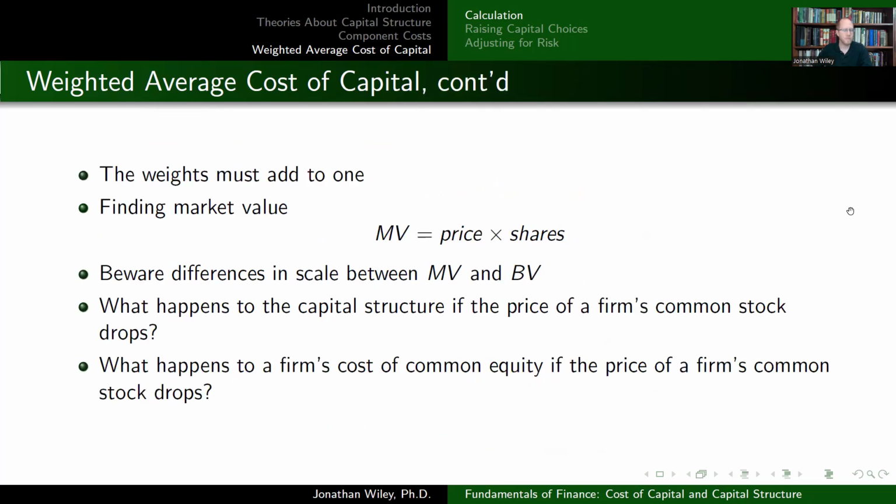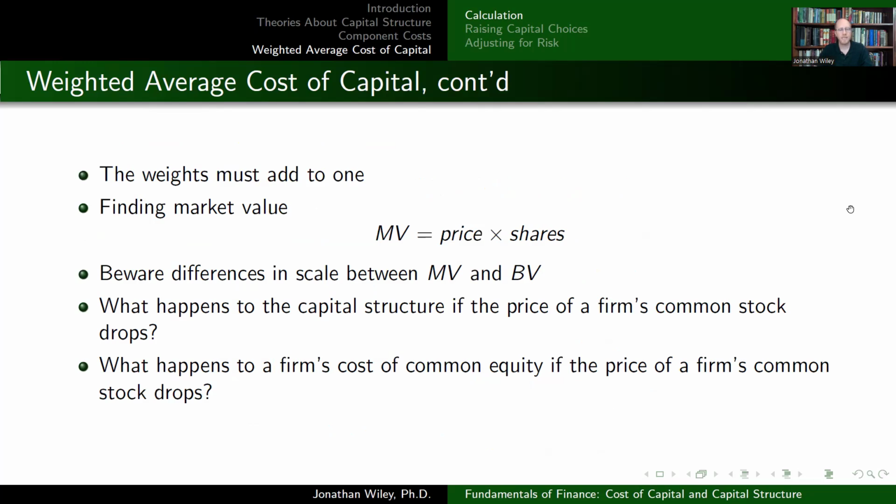Now, a few little notes. Because all of my capital came from debt, preferred, or common, right? So I know that all my capital came from one of those three places. So if it all came from one of those three places, the weights must add to 1. In other words, 100% of the firm's money came from somewhere, right? So the weights have to add to 1.